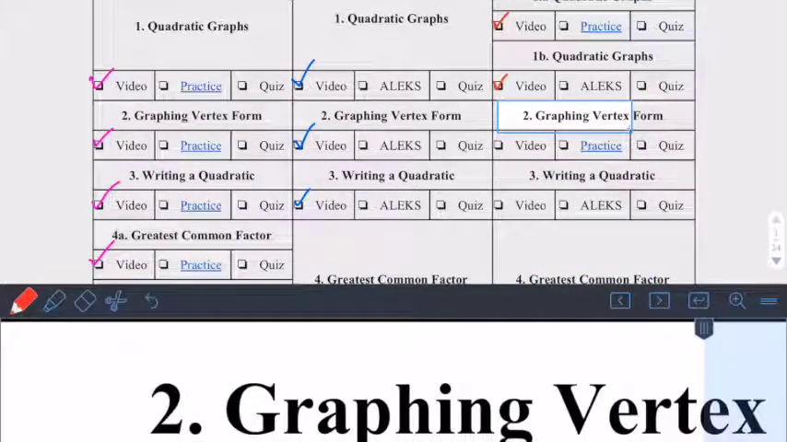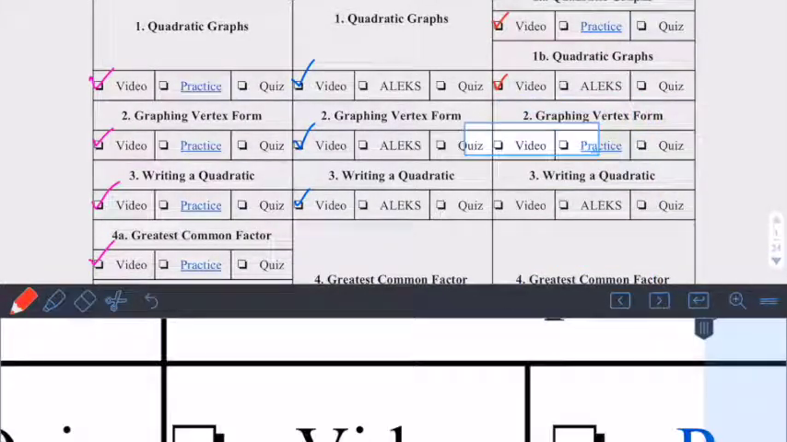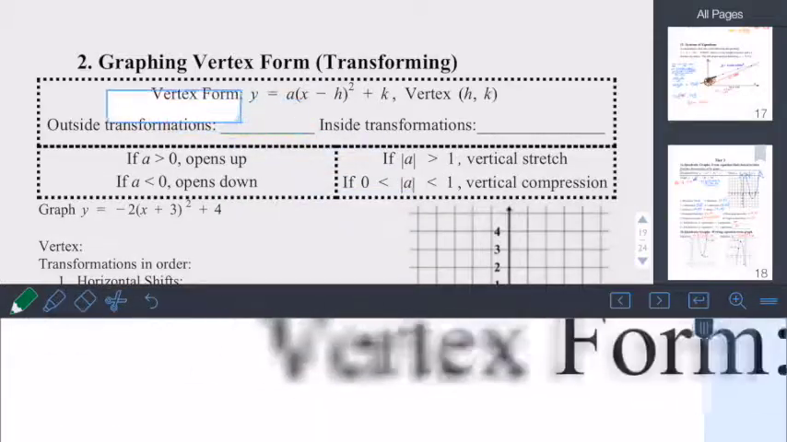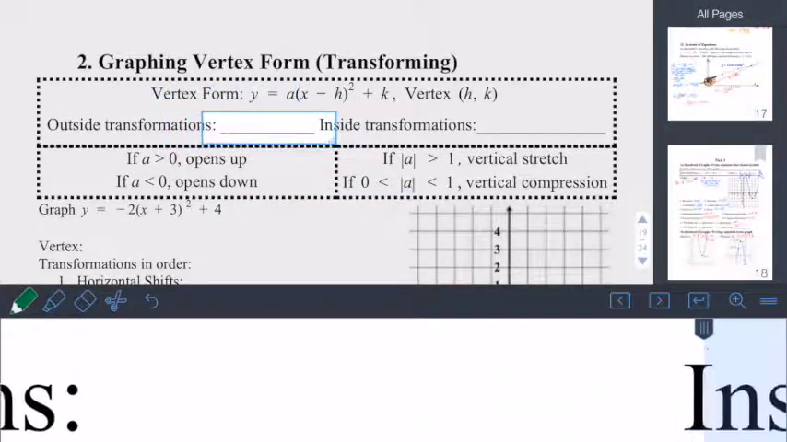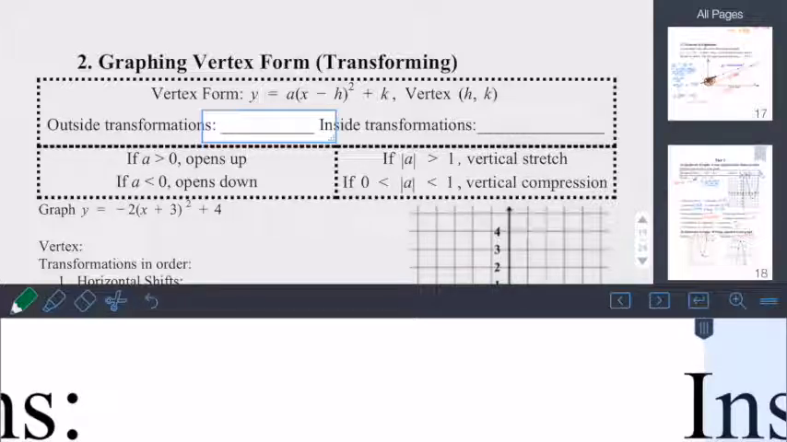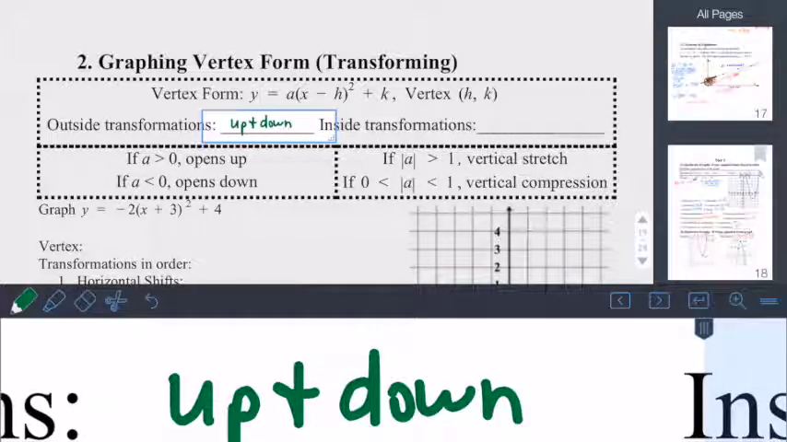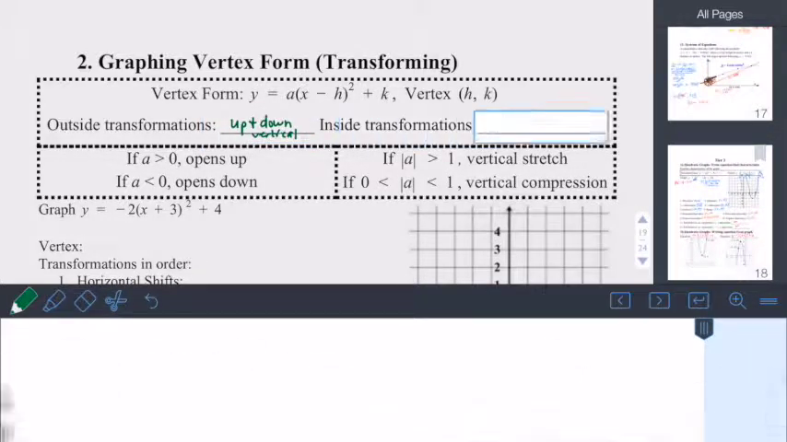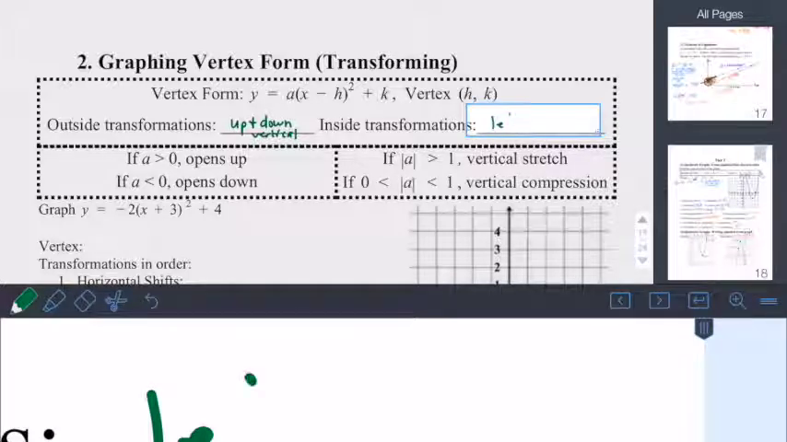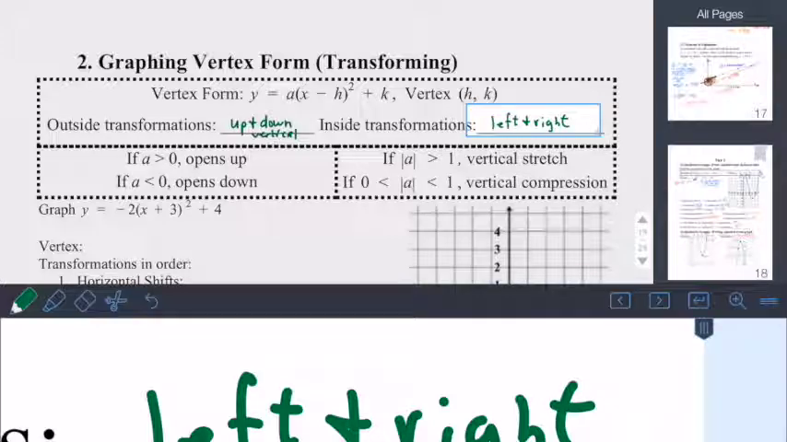This is lesson 2, graphing in vertex form. So hopefully we're very comfortable with vertex form. Our outside transformations go up and down, right? They're vertical. And our inside transformations go left and right. They are horizontal.